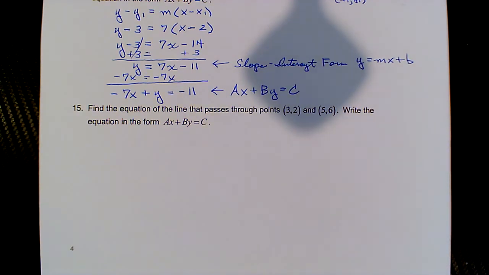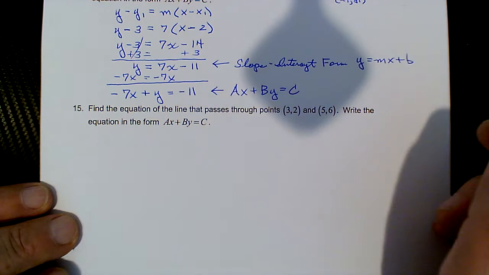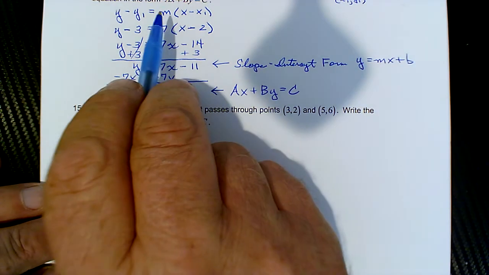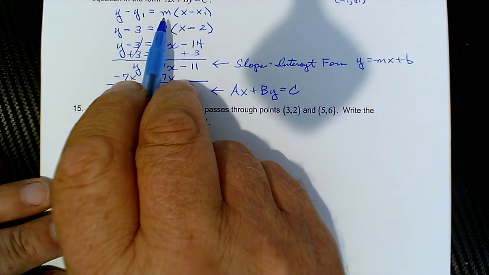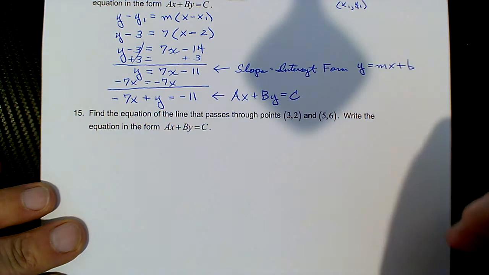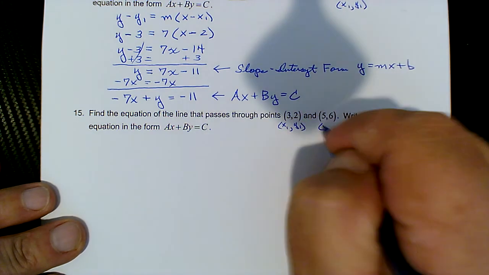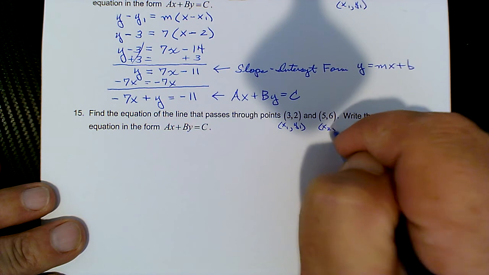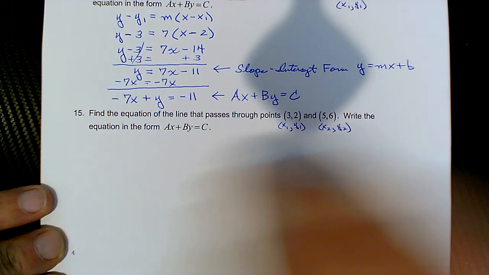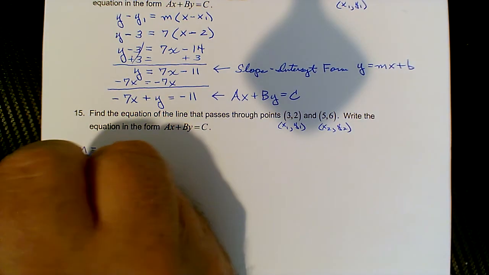And now you could use either point. It doesn't matter which point we use. We've shown it in the past using both points and we get the same result. So let's say we'll just use the point 3, 2. Where we want to go now is just point-slope form.